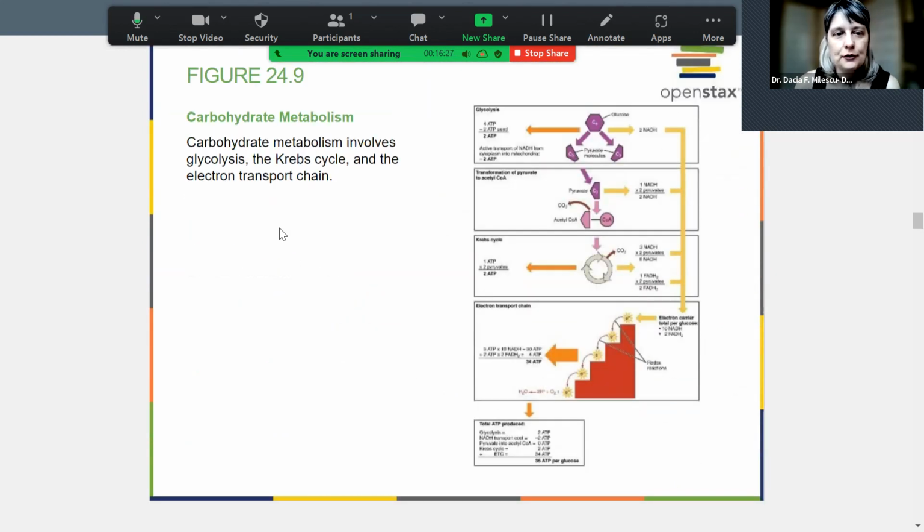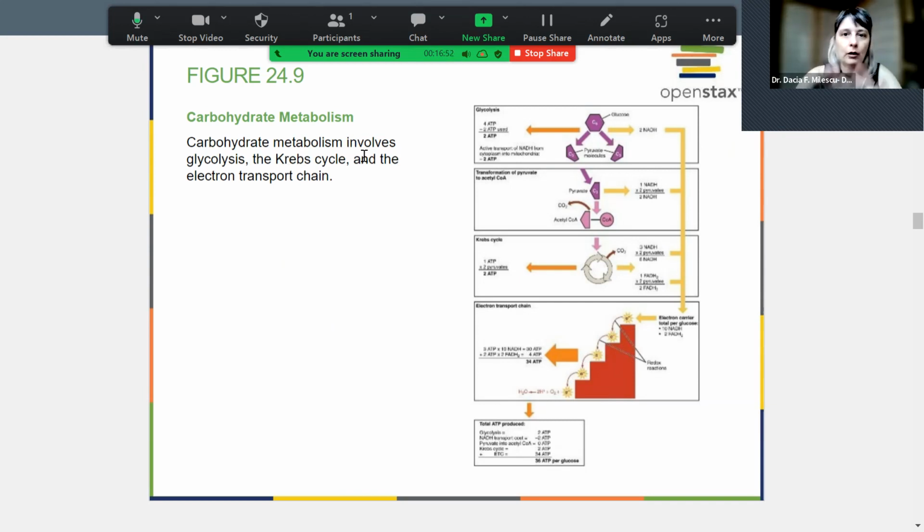Now, what about carbohydrate metabolism? This involves a breakdown of glucose. So we're doing glycolysis. It involves Krebs cycle, and it also involves the electron transport chain, which you can see in this image. Stepwise transfer of electrons until you finally reach a whopping number of 36 ATP molecules.